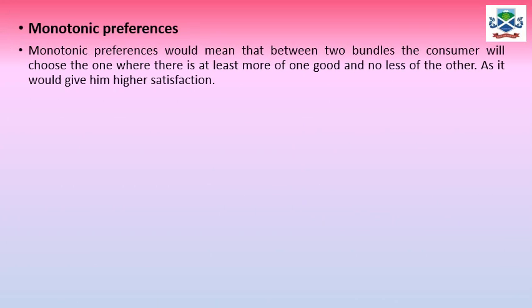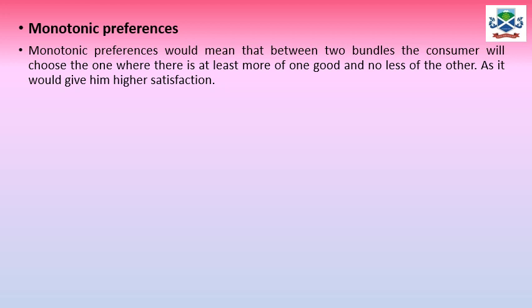Now, monotonic preference is one term. Monotonic preference means that between two bundles the consumer will choose the one where there is at least more of one good and no less of the other goods. It is a psychological part. Basically, in consumer psychology, he is looking at the number, not at the level of satisfaction.